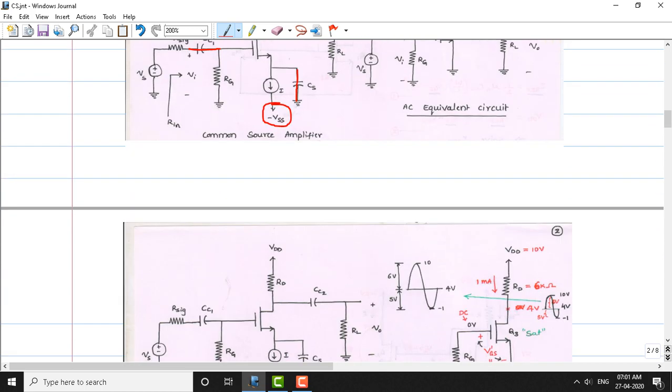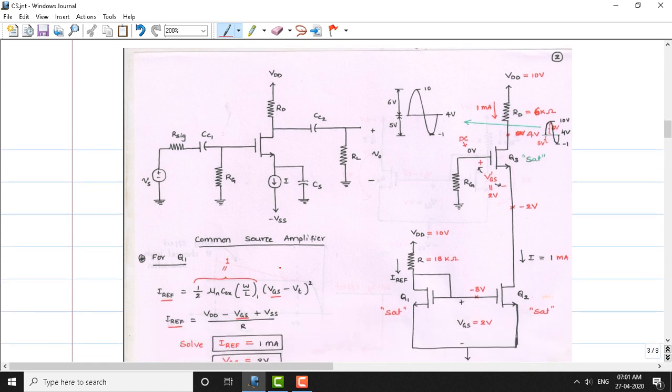Okay. Now, before we move on to deriving the equations of the common source amplifier, let us take an example. Once again, we are showing here the common source amplifier, which has the VS signal source, the R signal internal resistance, and the capacitor CC1, a coupling capacitor. We have CC2 here. There is a bypass capacitor. There is a current source here, which is a current mirror circuit.